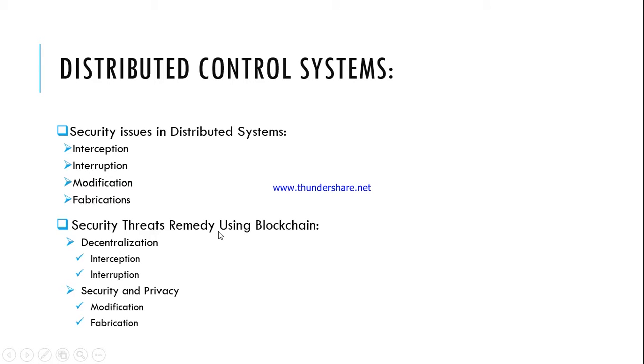So blockchain has the remedy for all the security lapses faced by DCS systems. The first two, interception and interruption, are tackled by the decentralization of the blockchain, since it replicates the data to all the peers connected to the system. So in case someone tries to alter one copy of the data, the remainder remains intact, and there is no concept of an illegal copy of data since blockchain is open source.